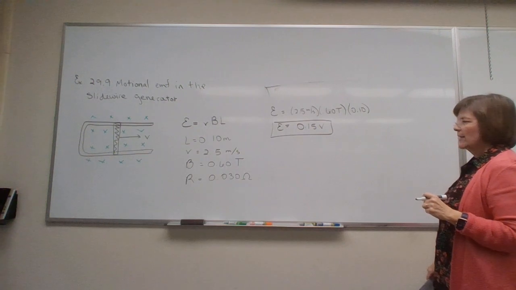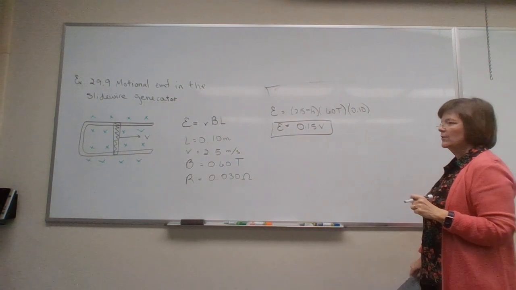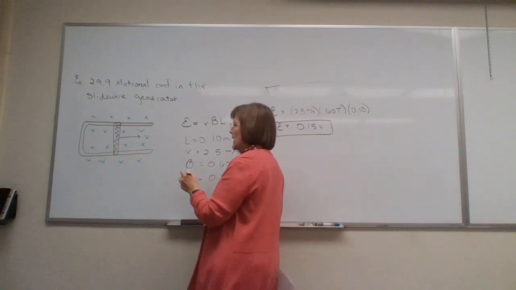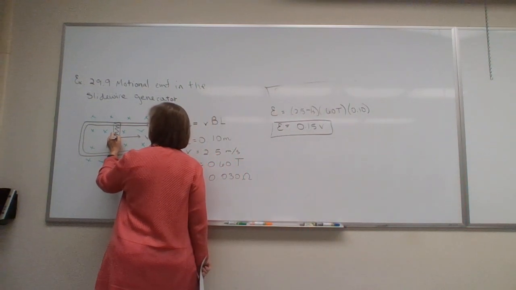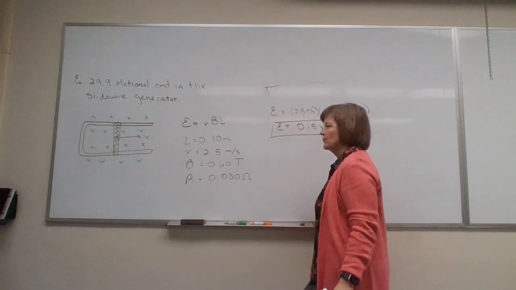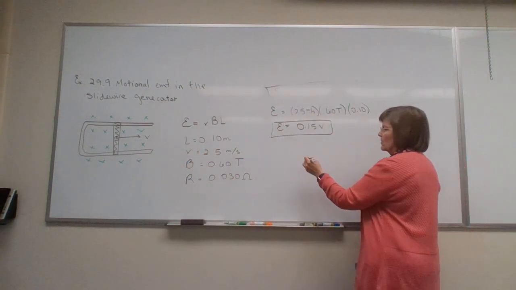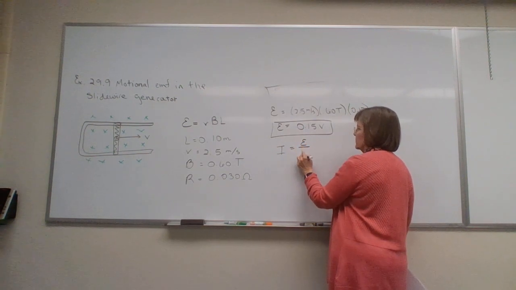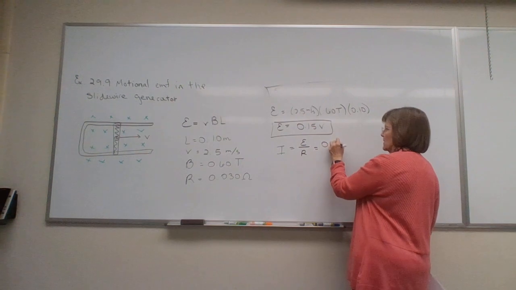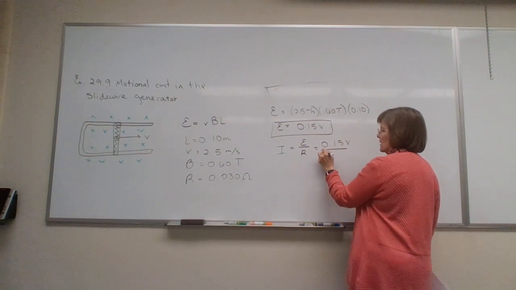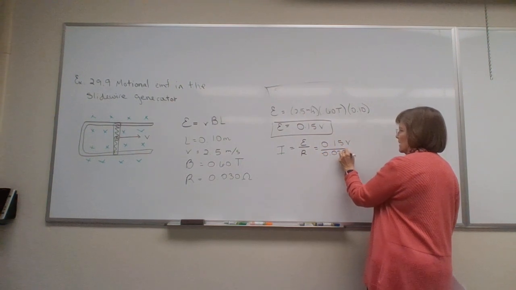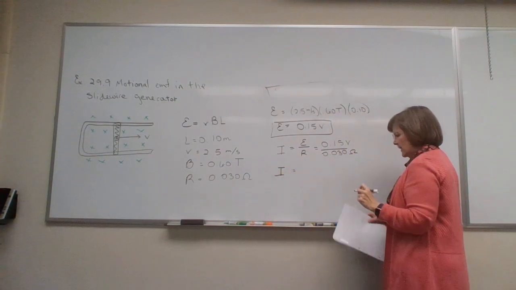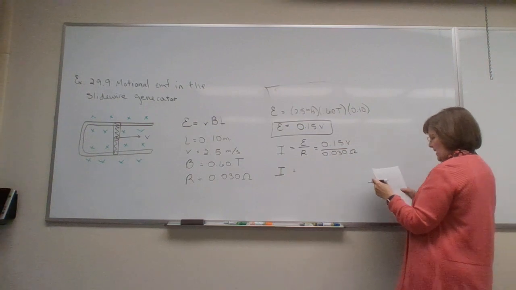Again, if we need to know direction, it's counterclockwise. You can get that by using Lenz's law. You can get that by just saying, hey, let's look at one little positive charge. What would happen to one little positive charge? The current is just your induced EMF divided by your resistance. And we get a current of 5 amps.